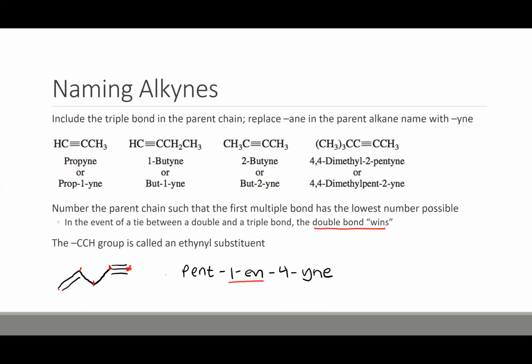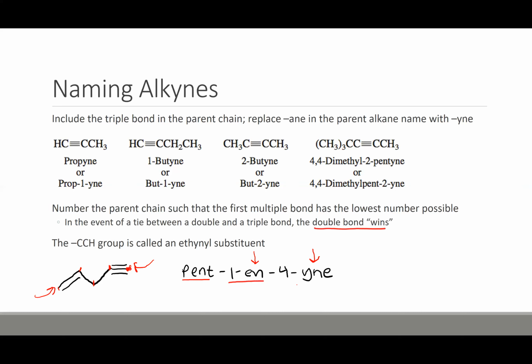So 5 carbons, it's a pent. And if we were to start numbering on this end, our double bond would get the 1. And if we were to start numbering on this end, our triple bond would get the 1 position. So our double bond will get priority in this case, which is why we get 1-ene. Remember, ene is for double bond. 4-yne. Yne is for triple bond.